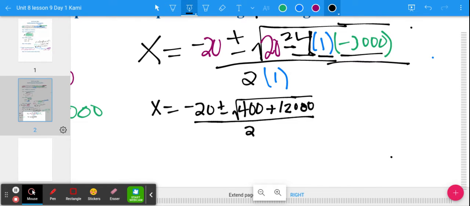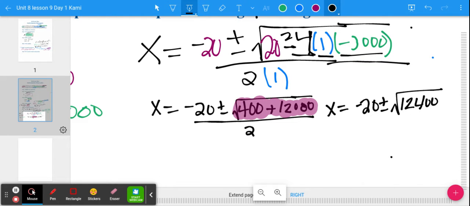So now we can add what we have underneath the square root. So let's do that. Again, we have to rewrite it. x is equal to negative 20 plus or minus the square root of 400 plus 12,000 is 12,400 all over 2. So now that we've combined everything we can, we're actually going to pull this apart. We have 2 equations in one here. We have a plus and a minus, so that gives us 2 separate equations.